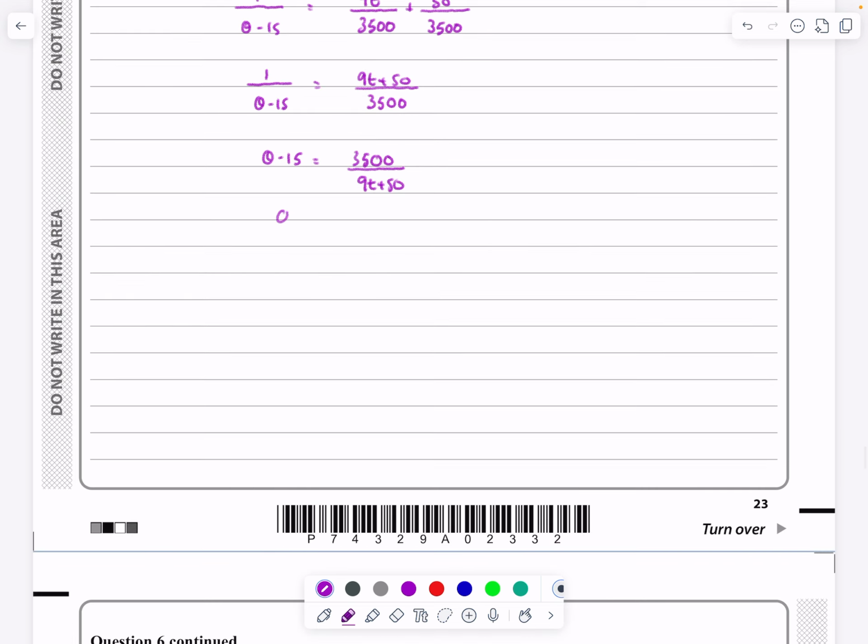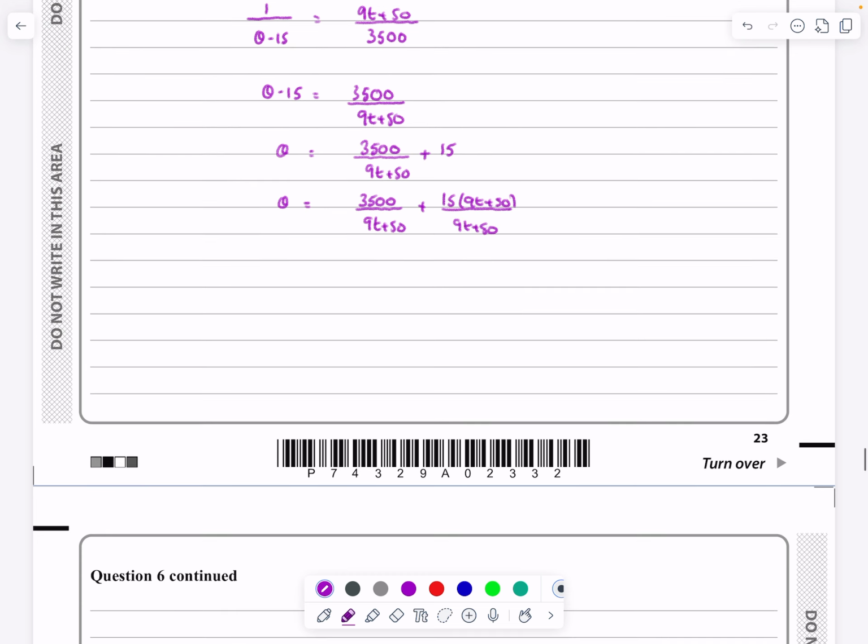And so theta is equal to 3,500 over 9t plus 50, plus 15. But even that, it's not quite in the right format now. They wanted it as a single fraction here. So again, just turn this into a fraction. Theta is 3,500 over 9t plus 50, plus 15, and then 9t plus 50 all over 9t plus 50. So what's that going to work out to be?